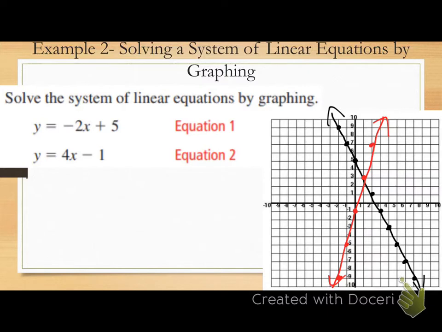Okay, what does step 2 say to do? Estimate the point of intersection. So where do we think these graphs are intersecting? 1, comma 3. It'd be this point right here, correct? 1, comma 3. That's where the graphs are crossing each other. So we're going to say that 1, 3 is our solution.